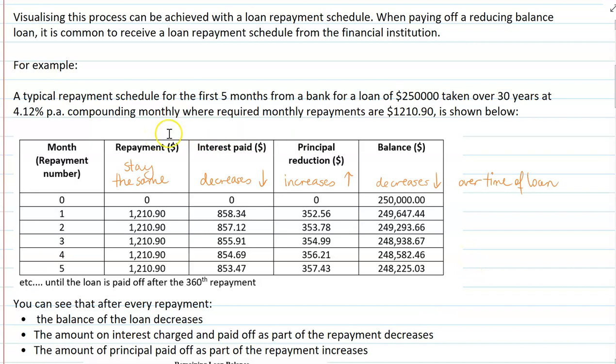So what I'd like you to notice is over the 30 years, which if you look at how many months that is, that's 360 months. As we progress through the loan repayment schedule, you'll notice that the repayment amount will stay the same. The interest you're paying the financial institution will decrease over time as you're making more repayments. The principal reduction, so how much you're paying off the original amount you borrowed, will slowly increase over time. And the balance of the loan that you owe the financial institution will decrease over time.